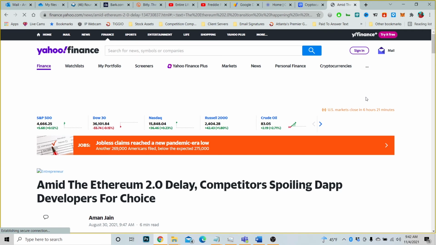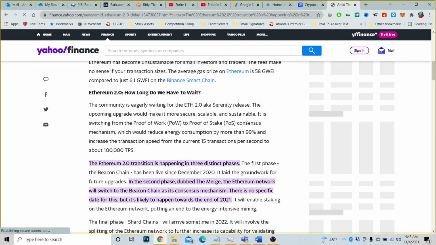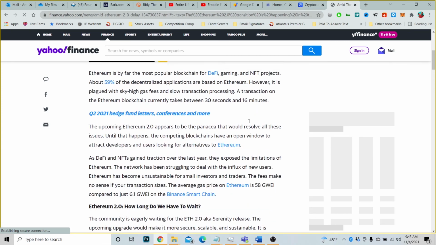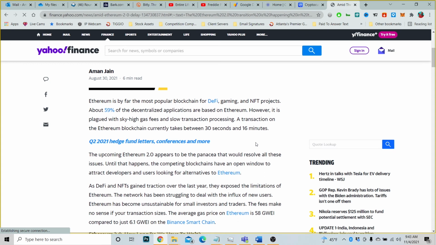And finally, the major news and my final one is Ethereum. Now, I know that Ethereum on the list is number two, and we all know that. But Ethereum is set to run in 2022, and we're going to get into that. Ethereum is by far the most popular chain for DeFi, gaming, and NFT projects. About 59% of the decentralized applications are based on Ethereum.